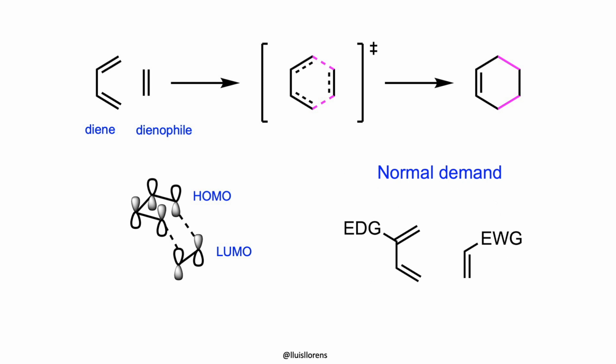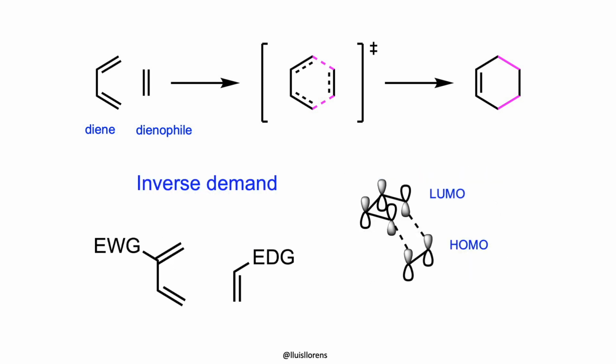But sometimes, when the diene is electron-poor by the presence of an electron-withdrawing group and the dienophile is electron-rich by the presence of an electron-donating group, then the reaction is referred to as an inverse electron demand Diels-Alder cyclization.